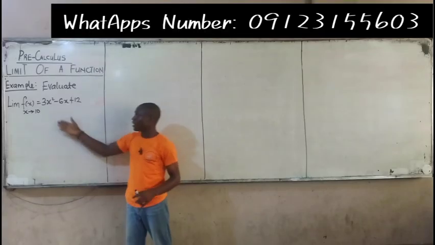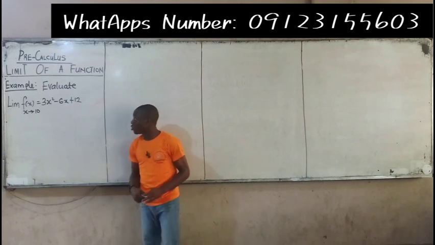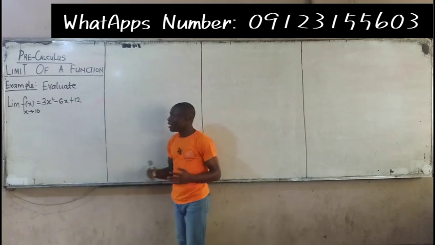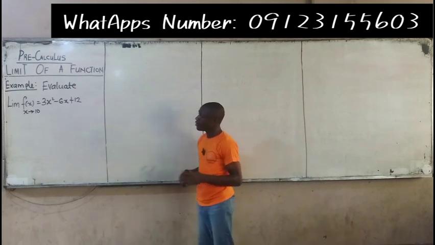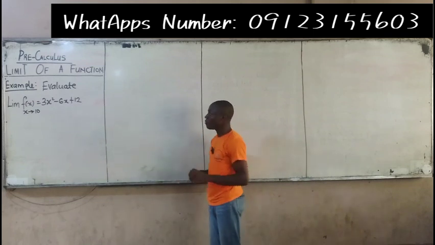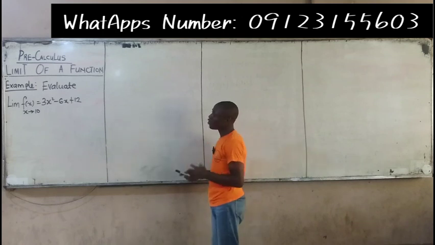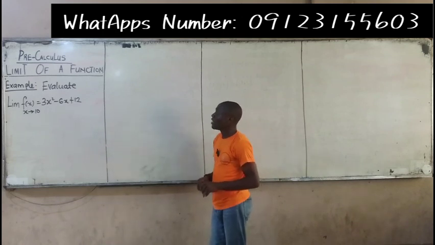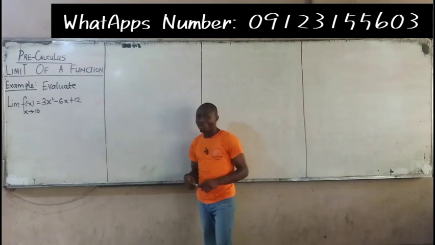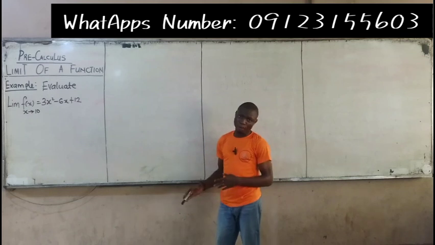Alright, let's solve this example under the limit function. Evaluate the limit of the function f(x) = 3x squared minus 6x plus 12 as x tends to, or approaches, 10. Now, your first task is to use our first method called the direct substitution method.